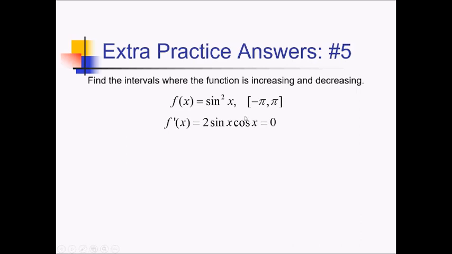Or you could figure out what makes sine of x equals 0 and cosine of x equals 0 individually. That's the direction I went because it doesn't require any special identities. But there were options on this.